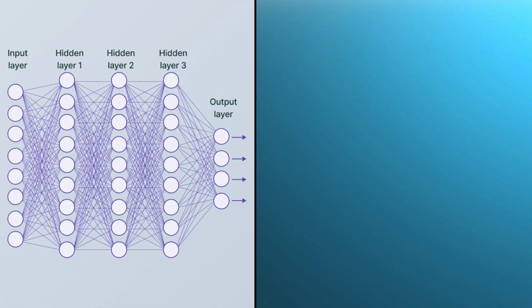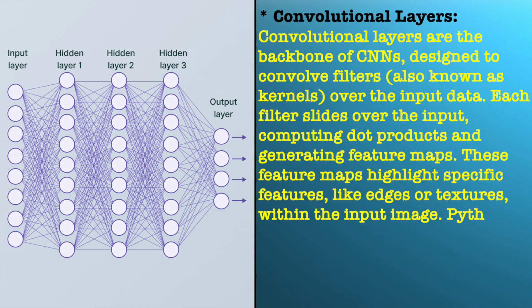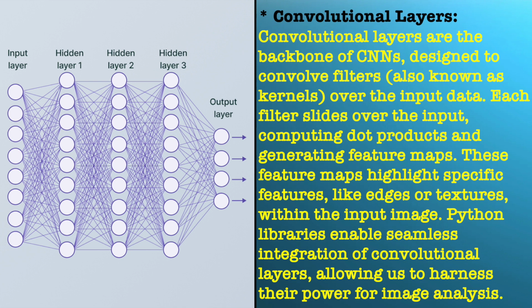First is convolutional layers. Convolutional layers are the backbone of CNNs, designed to convolve filters, also known as kernels, over the input data. Each filter slides over the input, computing dot products and generating feature maps. These feature maps highlight specific features like edges or textures within the input images. Python libraries enable seamless integration of convolutional layers, allowing us to harness their power for image analysis.